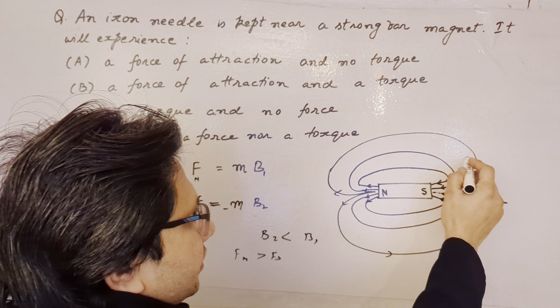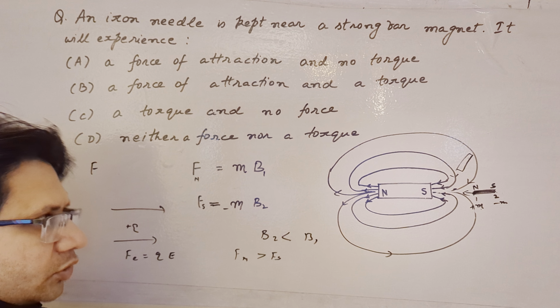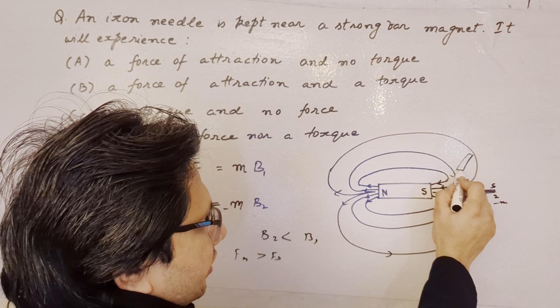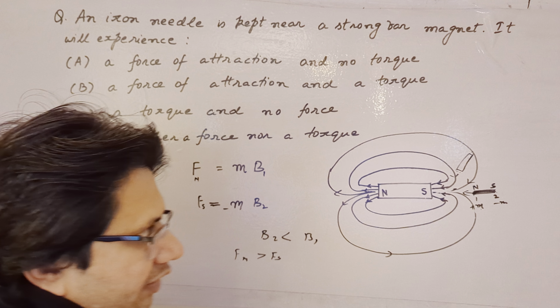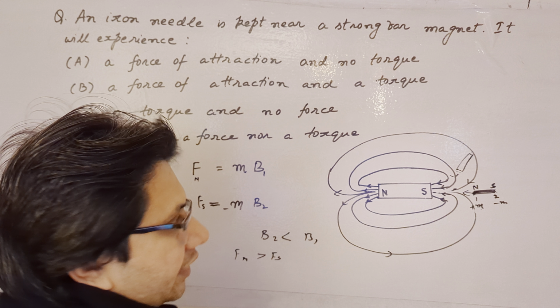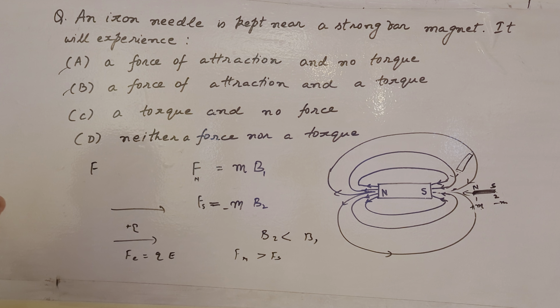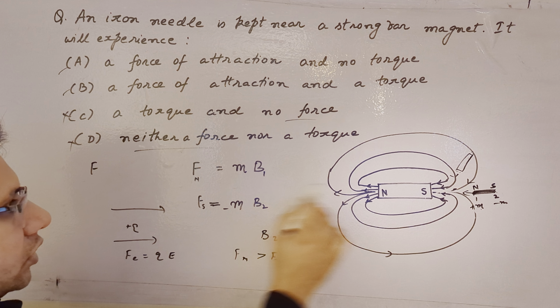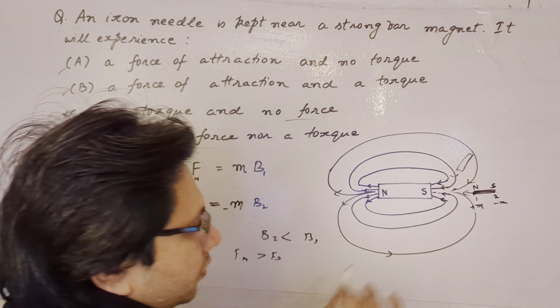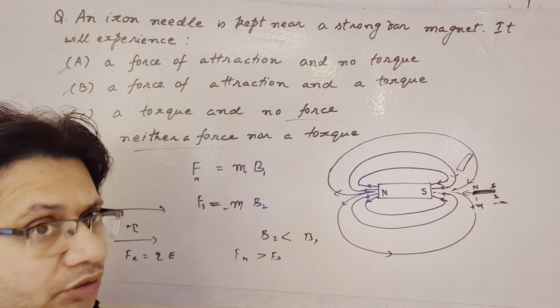Similarly, if we place this needle at some other orientation, then also the field strength is different at these two points, the north as well as the south pole. So the magnet will attract it. So we can say that either option A or B may be correct. Options C and D are clearly not possible, because no force is not possible. Force is present.